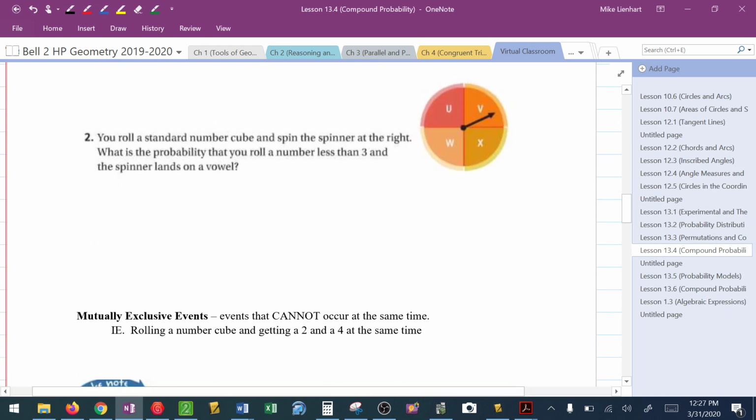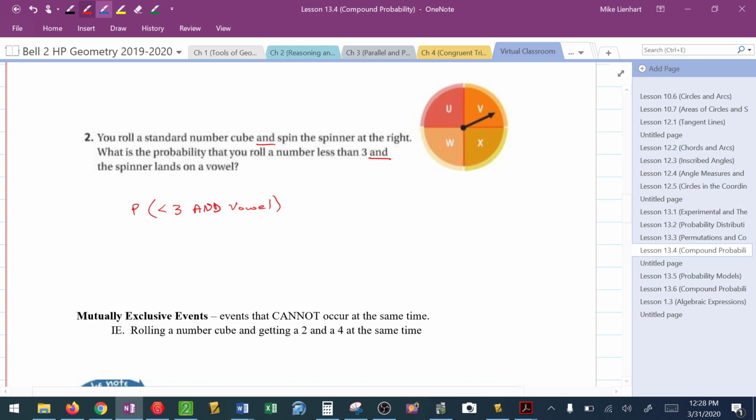You roll a standard number cube and spin the spinner. All right? Boom. And I see it. What is the probability that you roll a number less than 3, and the spinner lands on a vowel? This is compound probability because we are doing two different events. They are tied together with an and because each of the events are independent.